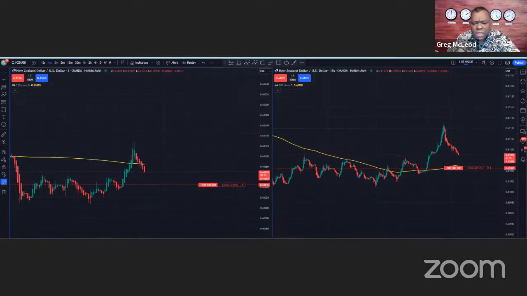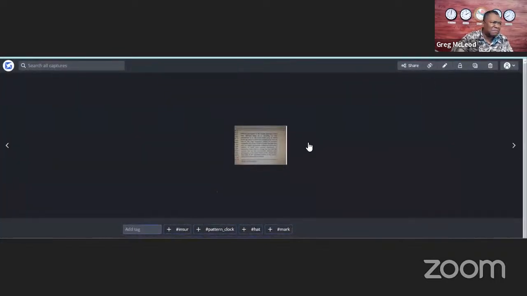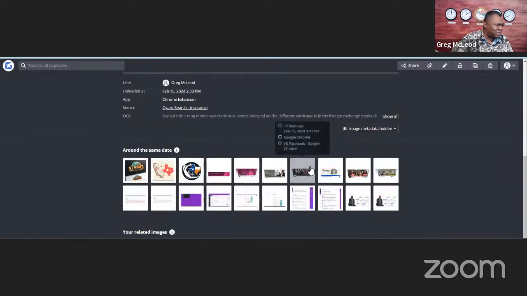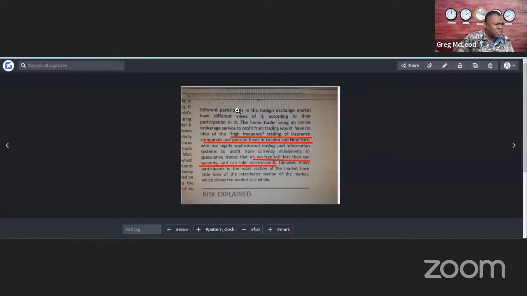So yeah, the lower time frames are... In fact, I had my Australian Securities Investment Commission certificate that I got years ago. It's expired, I don't have one now, but the study materials show the insurance companies and hedge funds, and they actually took a screenshot of some of the study materials that I did. I keep everything. Okay, here it is. Different participants in the foreign exchange market have different views. This is taken from the study manual for my ASIC certificate license.